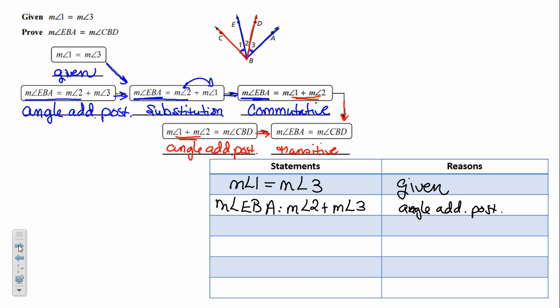Then EBA is 2 plus 3. I'm sorry, 2 plus 1. By substitution. Then they wanted to just change the order and write measure of angle 1 before measure of angle 2. So by associative property, we can do that.